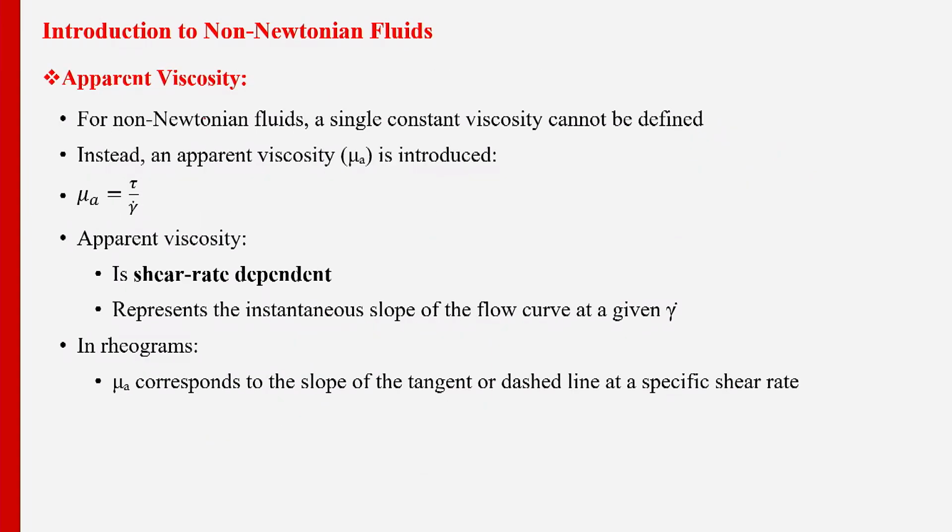Then we discuss apparent viscosity. What is the difference between viscosity and apparent viscosity? We write apparent viscosity as mu A equals shear stress by shear rate, but it is definitely shear rate dependent. Whenever the shear rate increases, the viscosity also increases or decreases. That is what we call apparent viscosity. It varies with respect to the shear rate, and it is always used for non-Newtonian fluids.